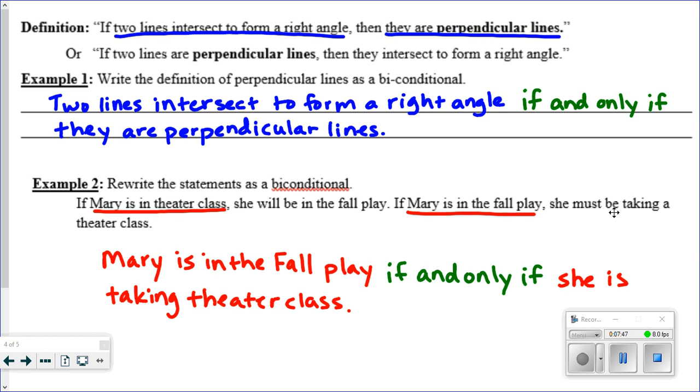Good. So in our next example, we're going to do all three. So what we did Thursday and what we're doing today. So we're going to be given a statement, and the first thing we're going to do is write it as a conditional statement. So just if-then form.